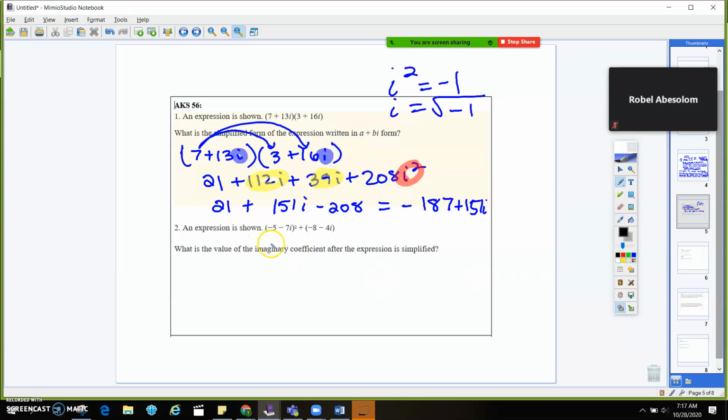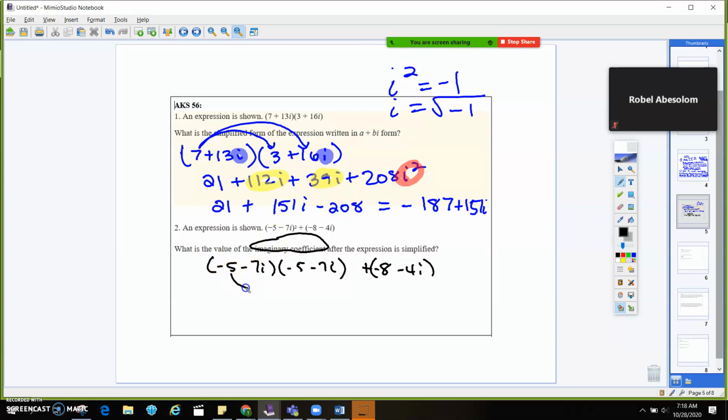So on number 2, we've got -5 minus 7i squared. So really this is like saying -5 minus 7i times -5 minus 7i, plus -8 minus 4i. And this asks for the imaginary coefficient. So we're only looking for one specific number, right? We don't actually look for the final answer. But we still have to multiply this out.